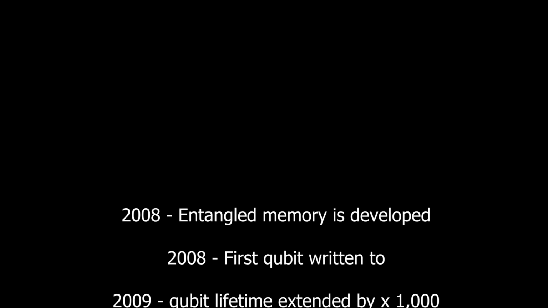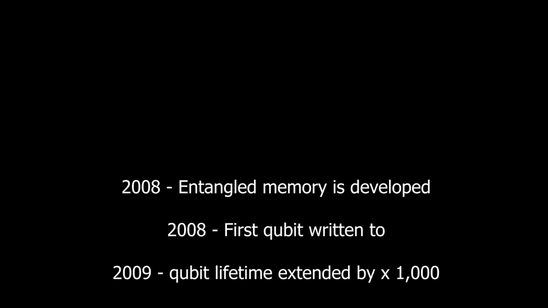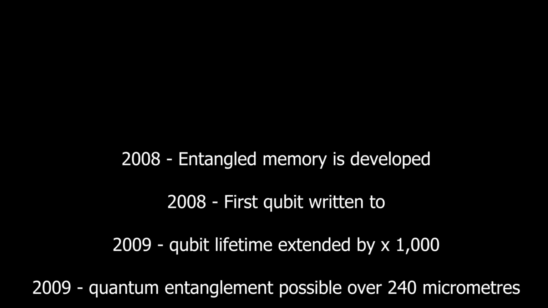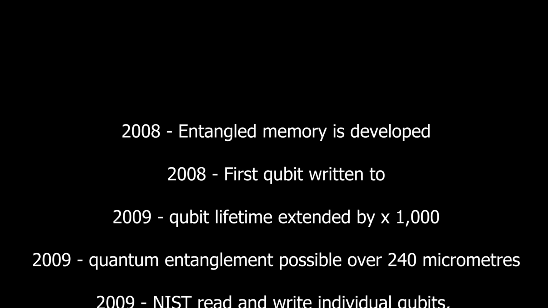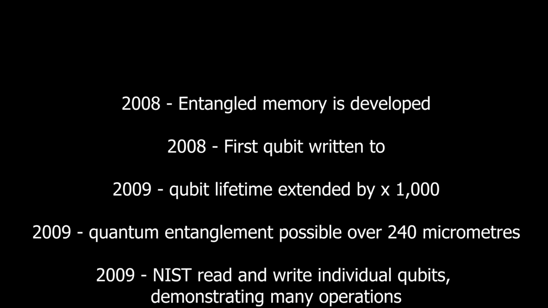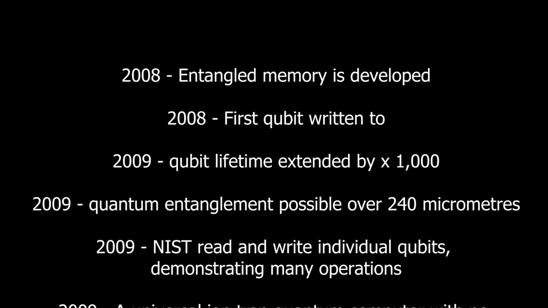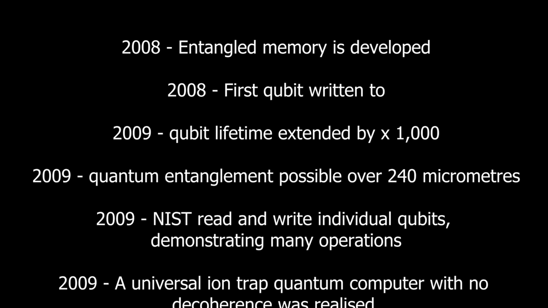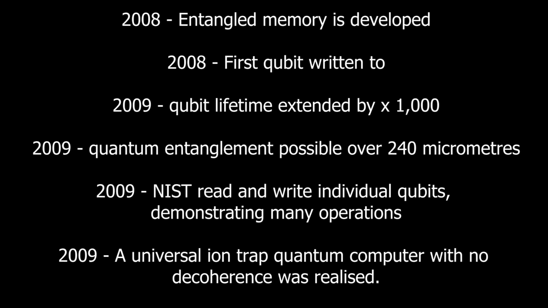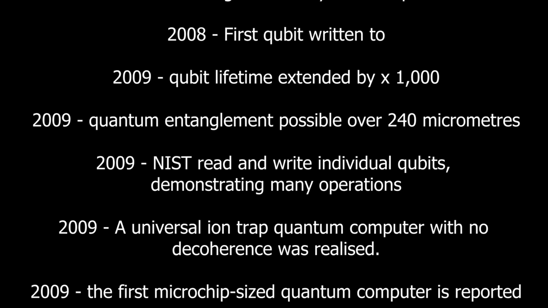2007 marks the age of modernization, where the developments are getting so large and frequent, I had to cherry pick only the very best. 2008, entangled memory is developed. 2008, first qubit written to. 2009, qubit lifetime extended by a factor of 1,000. 2009, quantum entanglement possible over 240 micrometers. 2009, NIST read and write individual qubits, demonstrating many operations. 2009, a universal ion trap quantum computer with no decoherence was realized. 2009, the first microchip-sized quantum computer is reported.